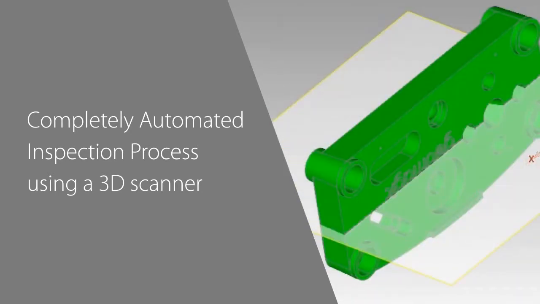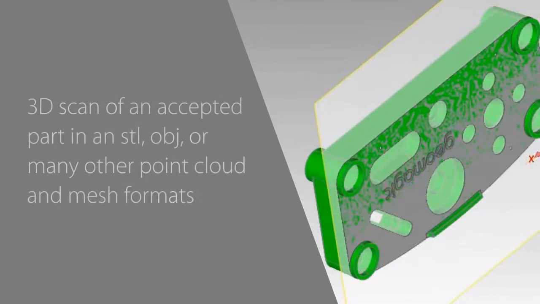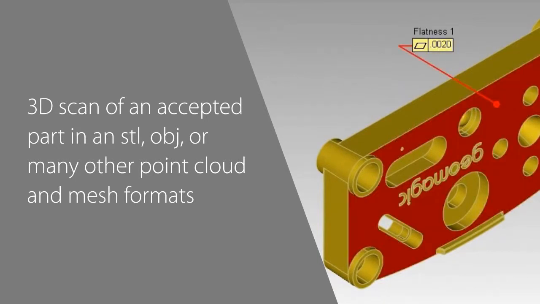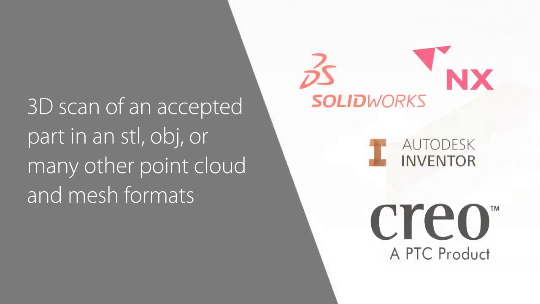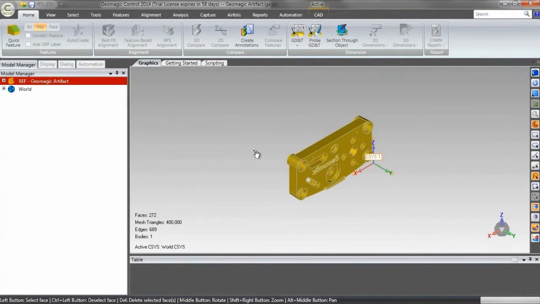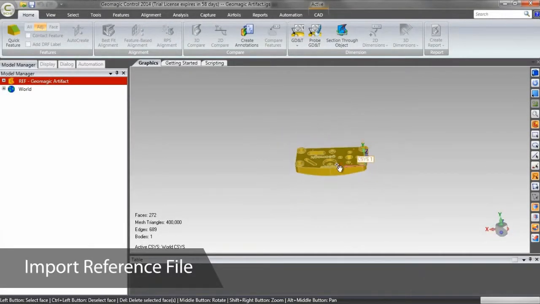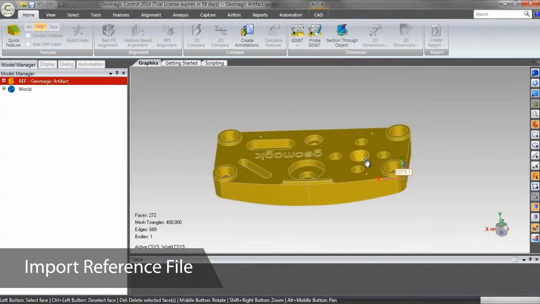quickly and accurately. The first step in setting up our automated inspection is opening a reference file. This can be a 3D scan of an accepted part in an STL, OBJ, or many other point cloud and mesh formats, or a body created in a program like SOLIDWORKS, CATIA, Creo, ProE, or Inventor. Control will open up files from those programs natively, or generic CAD formats like IGES and STEP, as is the case with the reference file here. Because this is a CAD body, Control assumes it's the reference object all scans will be compared to.